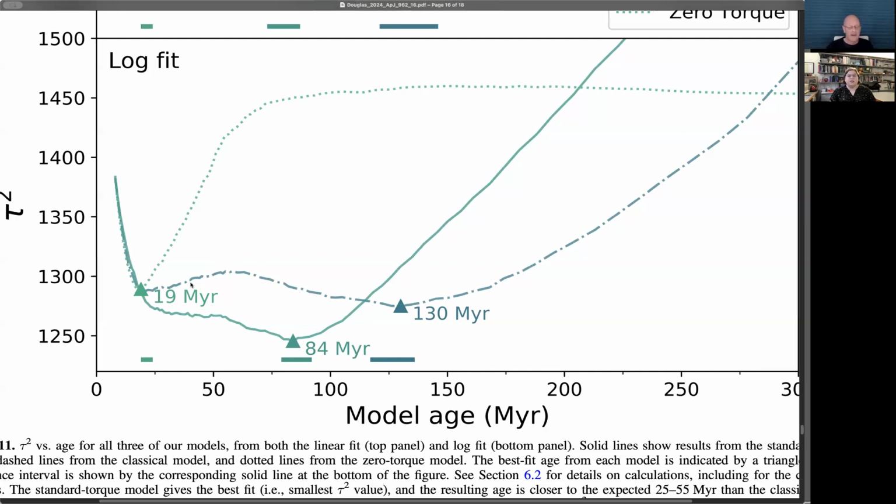So the zero torque model reverses, it starts going to worse tau squared, and it just stays there. So we aren't worrying about that now after the 19 million years. Then we have that dot dashed line for the standard model, which is the older wind torque. And the solid line is what we call standard torque, which is that update to do a better job with lower mass and faster rotators. And so both of them have sort of maybe a local minimum around 20 to 25 million years.